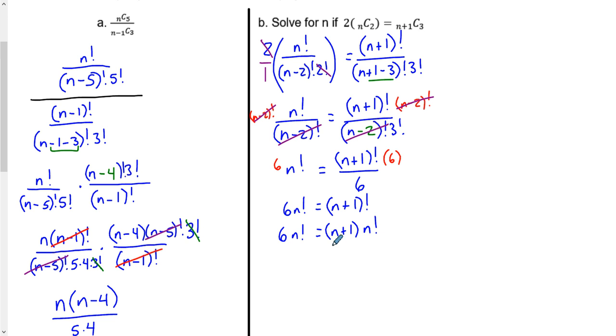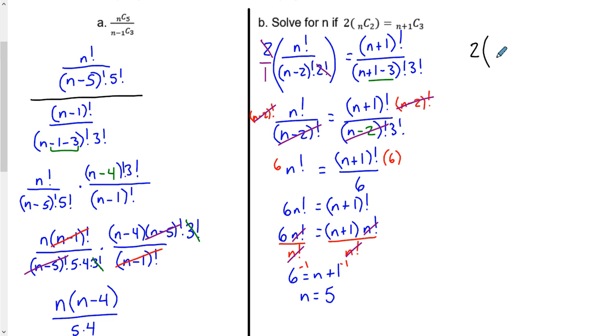And that's all that we're going to go to, because if we divide both sides by n factorial, again, that's maintaining that equality, they're gone. We'd have 6 equal to n plus 1. Subtract the 1, and n equals 5. So we go back and check.